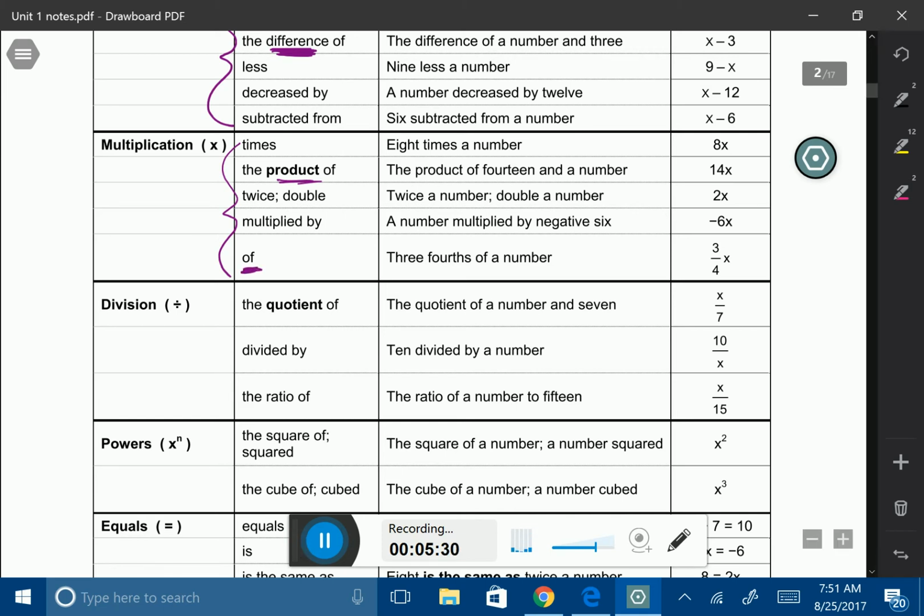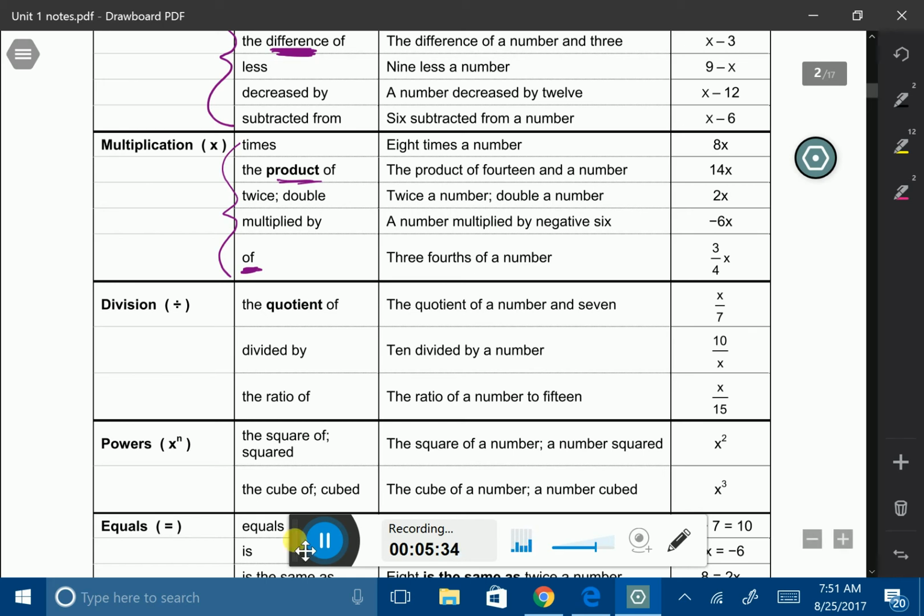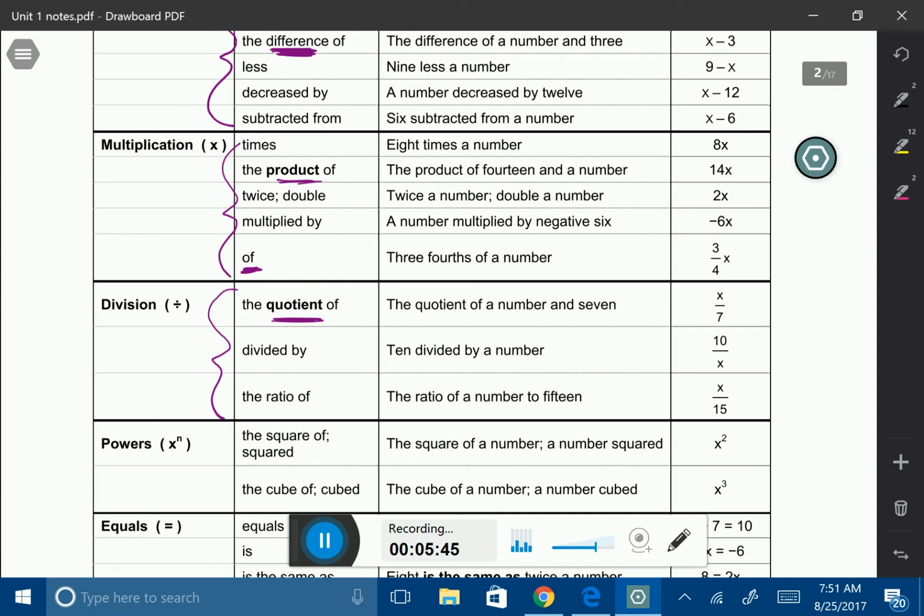Of is definitely a tricky one. So 3 of 8 means multiplication. And the last one, division. Here are our frequent terms. The quotient of. Quotient's a very popular one that we use. Divided by, 3 divided by 8. And the ratio of. A ratio, again, is just another way to represent a fraction. So the ratio of 3 over 8, that is representing division.